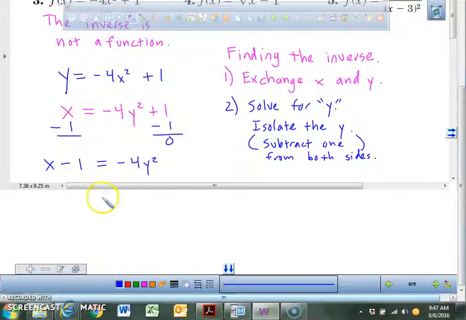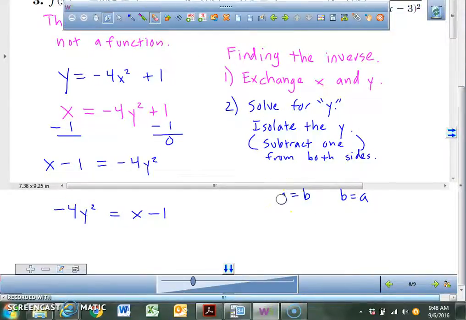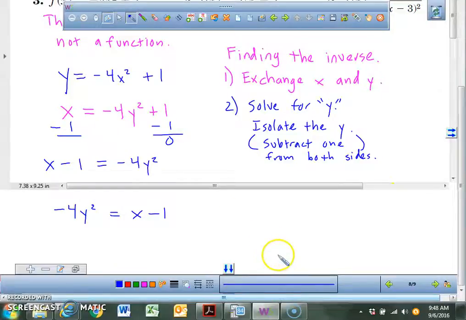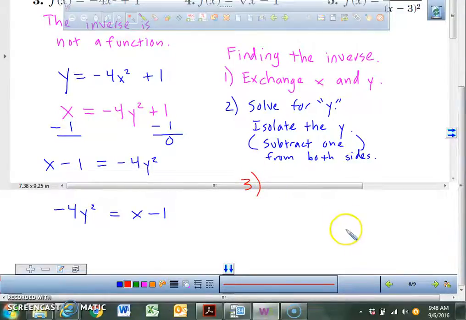Now, just to make it look a little bit nicer, I'm going to move all of my y's over. I'm just going to put -4y squared is equal to x minus 1. That's just the reflexive property, which is if A equals B, then B equals A. Doesn't matter how you write it, I just like to have things on the left-hand side. All right, so step number 3. What do you think we're going to do next?